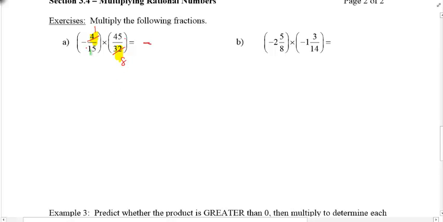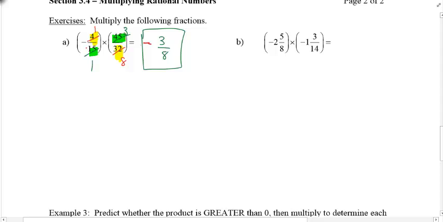Okay. Looking at the 15 and 45, I think both of those are actually divisible by 15. So 15 divided by 15 is 1. 45 divided by 15. I know this, by the way, because 15 minutes, 30 minutes, 45 minutes, this is like 3. So I think our answer is just 3/8. Negative 3/8. Done.